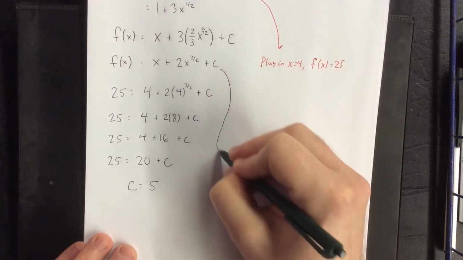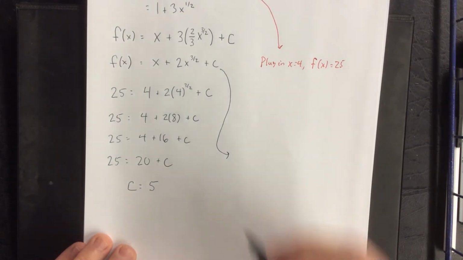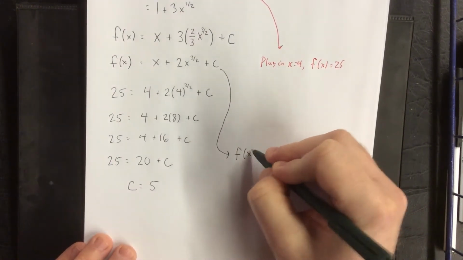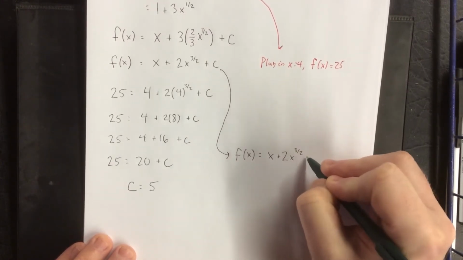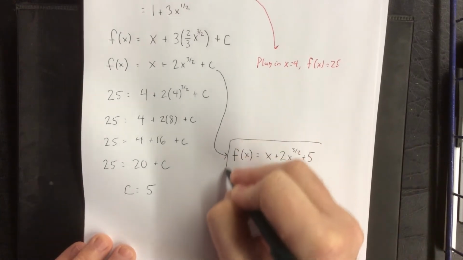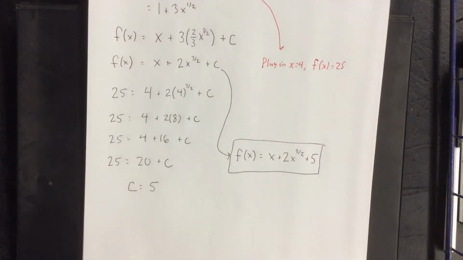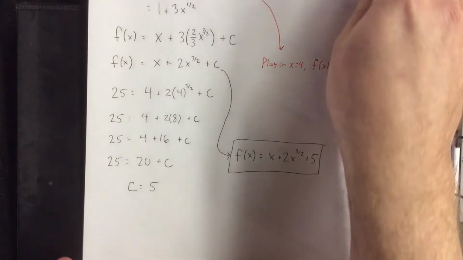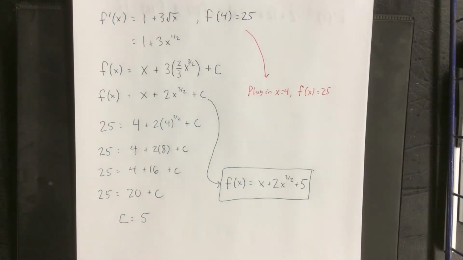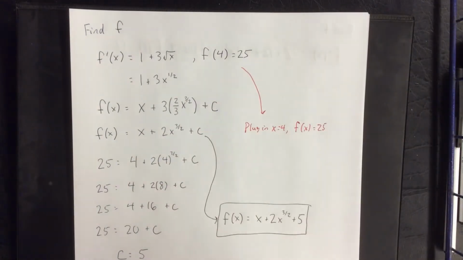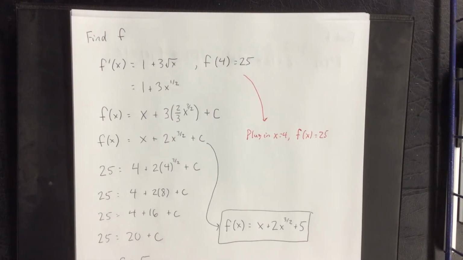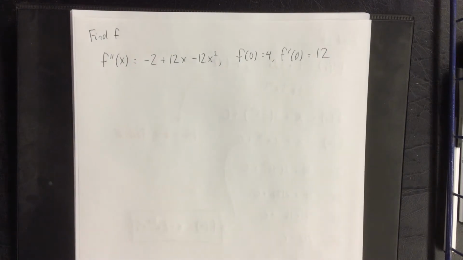So we're going to take the function with the generic plus c attached to it and recopy it with the now known value of c. And this will be the solution of our initial value problem. This is f of x is equal to x plus 2x to the 3/2 power plus 5. Now, I realize it seems pretty straightforward when it's just the power rule and just one antiderivative, so let's bump it up to the next level.